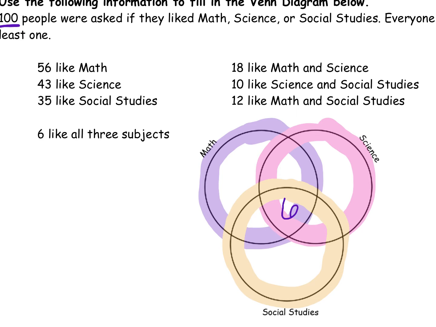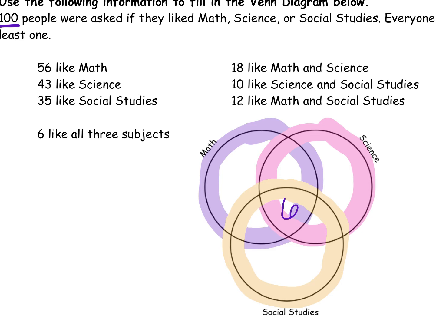here, right? Are you okay with that? So how many go in that whole piece? How many go in that whole piece? You can say it. 99. No, how many people like math and science? 18. So what number is going to go in this little space right here?